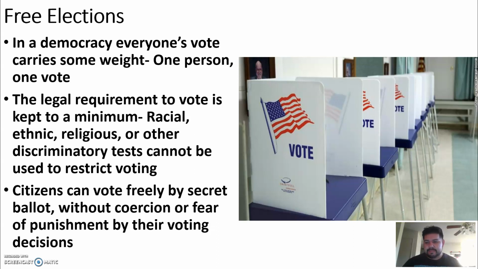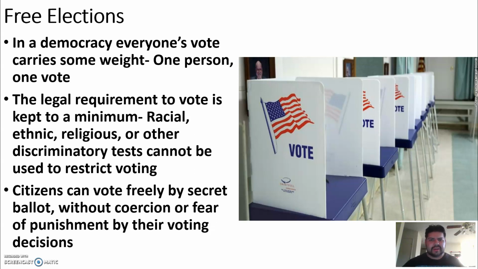Now, the legal requirement to vote is kept at a minimum, all right? Because at the very beginning of this country, the only way you could vote is if you were a white male who owned property. As time went on, thanks to the 15th Amendment, which basically says that African Americans could vote, the Southern white people tried to stop them from voting. So they said there was a literacy test.